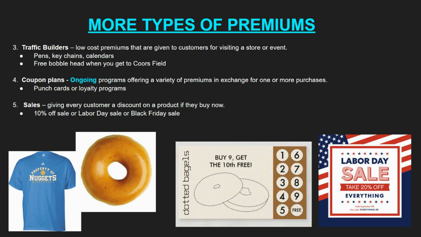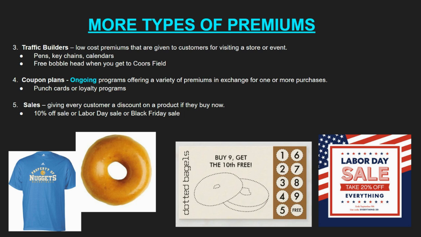And if you're walking around a place like a mall, Park Meadows Mall or Cherry Creek Mall, stores will often try to get you to come into their store with some kind of little freebie, a little traffic builder. A coupon plan is an ongoing program offering a variety of premiums in exchange for one or more purchases, like a punch card or a loyalty program. So ongoing is the key word here. That's why a coupon plan is different than a coupon.